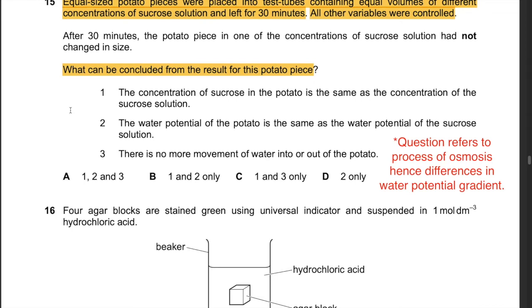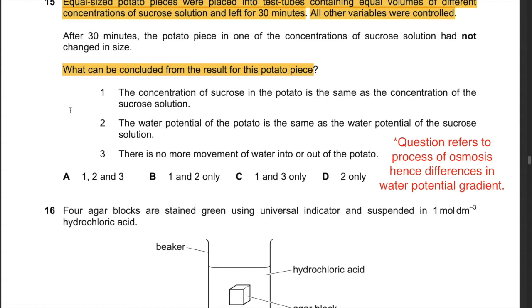1. The concentration of sucrose in the potato is the same as the concentration of the sucrose solution. This cannot be considered to be true as they were placed in different concentrations of sucrose solution and left for 30 minutes. Therefore, we cannot really conclude from this result that the concentration of sucrose in both the potato and the solution is the same. 2. The water potential of the potato is the same as the water potential of the sucrose solution. That is correct as there has been no change in size. Therefore, we could conclude that option 2 is correct.